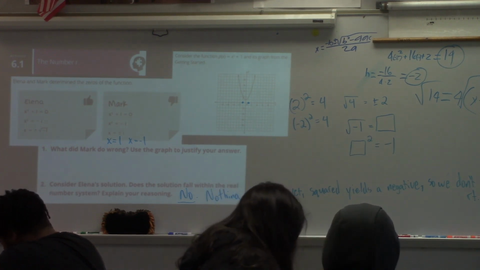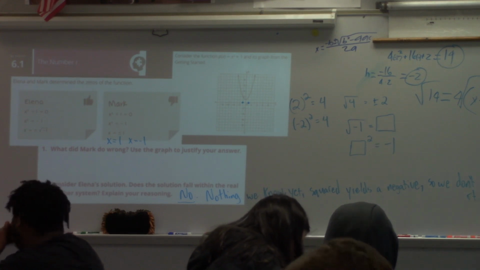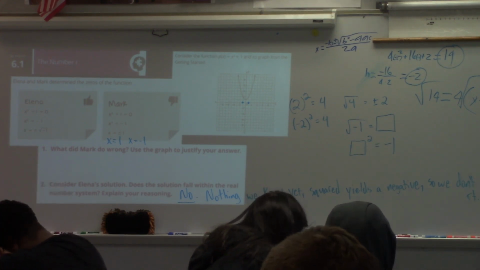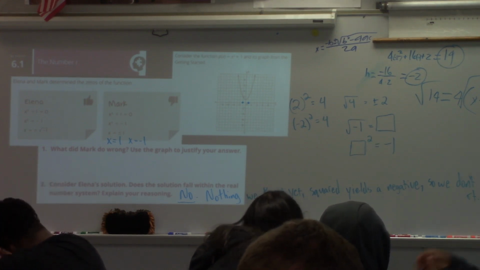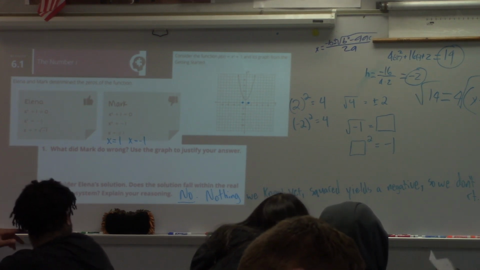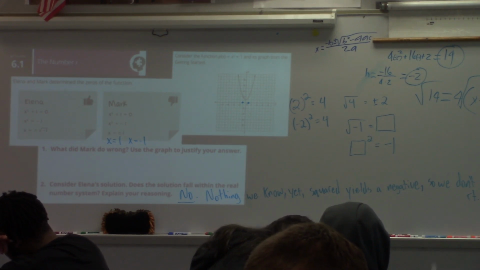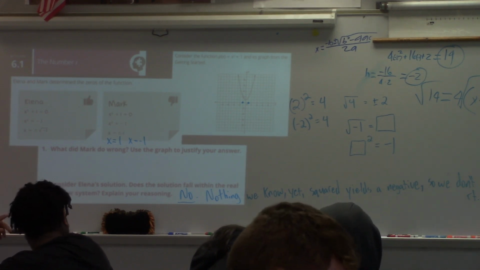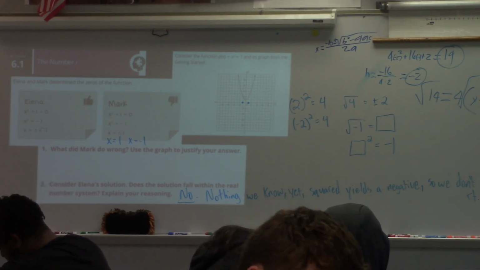Nothing we know yet squared yields a negative, so we don't know the square root of a negative. So are you listening when I read it out? Brooke was talking. Nothing we know yet squared yields a negative, so we don't know the square root of a negative.